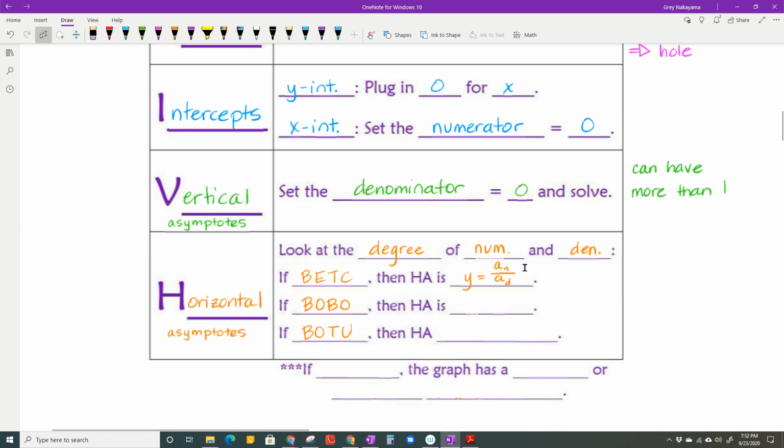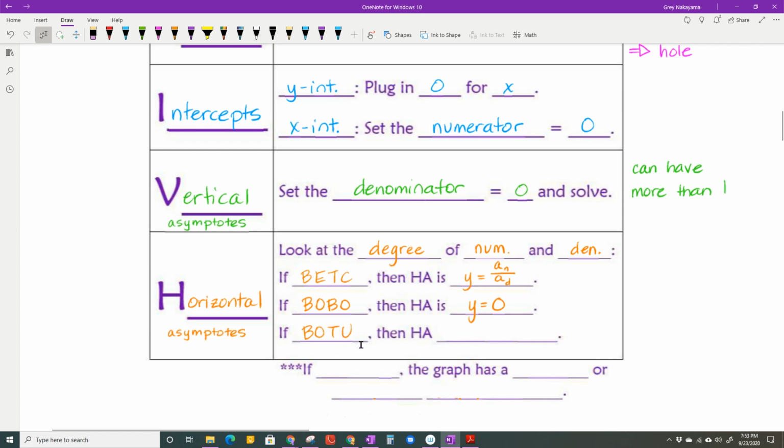So a is my leading coefficient, n is of the numerator, and then down here is the leading coefficient of the denominator. And again, you'll see as we go through because I'll do some. All right, Bobo. Bobo stands for bigger on bottom. And if it's bigger on bottom, the O is really standing for the 0 because your horizontal asymptote is always y equals 0.